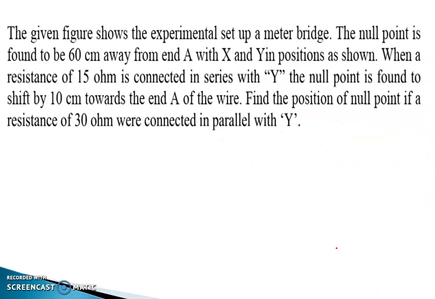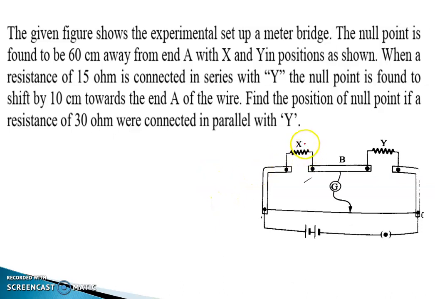This is the question and this is the circuit. This resistance is X, this resistance is Y. There is a galvanometer and this is the balancing length. The remaining length will be 100 minus L. Now the given figure shows the experimental setup of a meter bridge. The null point is found to be 60 centimeter away from A. A is here. It means this balancing length is 60 centimeter.